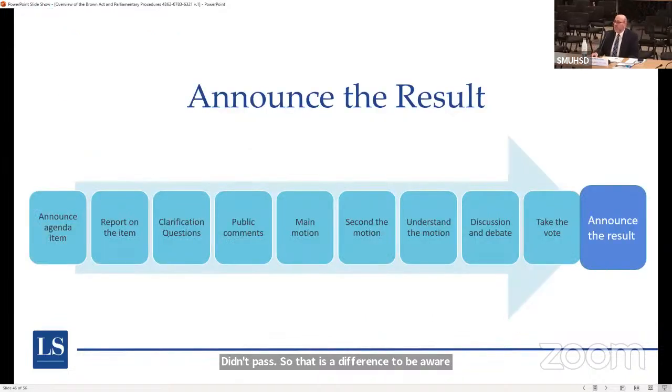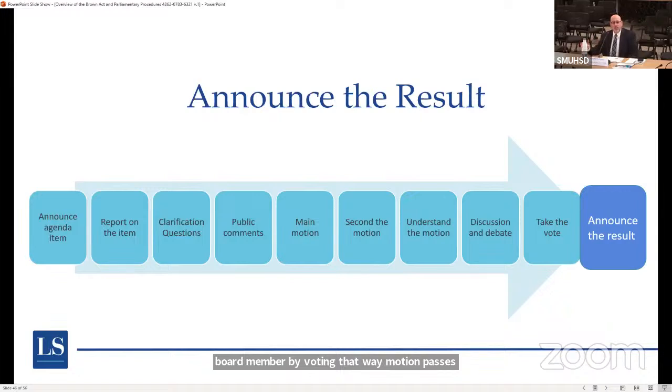And then the last thing you do is you announce the result, which seems duplicative, but it actually is a really good practice to say, by a vote of 3-2 with board member X voting this way or board member Y voting that way, motion passes, resolution blah, blah, blah is adopted.